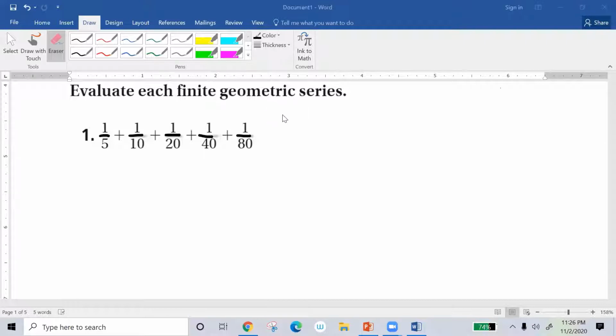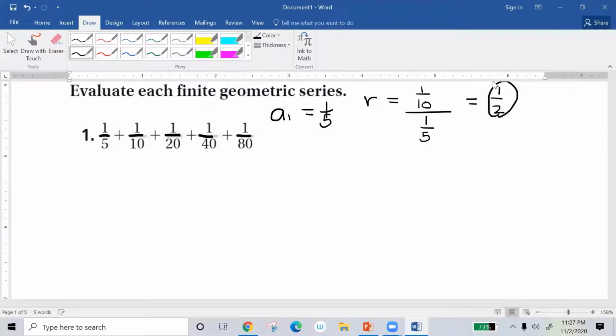Our given is a sub 1. A sub 1 is equal to 1 over 5. Next, how about our common ratio? Common ratio r is equal to 1 over 10 all over 1 over 5. What is 1 over 10 divided by 1 over 5? It will be equal to 1 over 2.